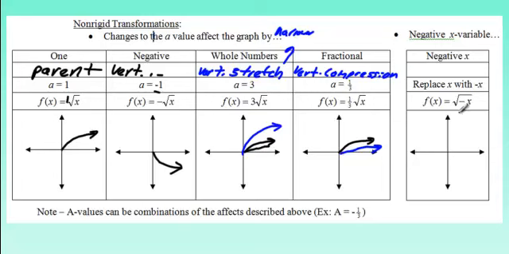This is when the x is negative on the inside versus the outside, like we see here. This is going to be a horizontal reflection. So it's just going to do this number instead. So it's going to reflect over the y.